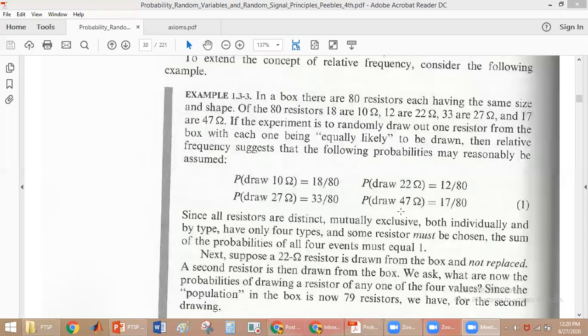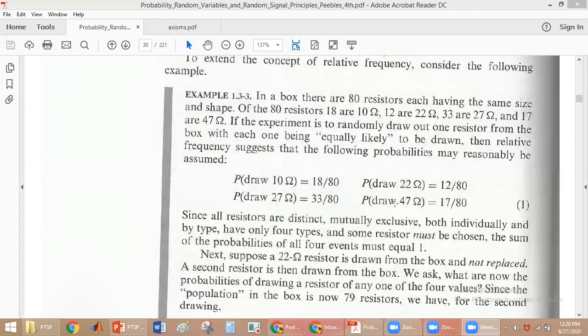Okay, ma'am. You see this problem? This problem comes under relative frequency. So, probability definition using relative frequency. Here we have a box with 80 resistors, each having the same size and same shape.